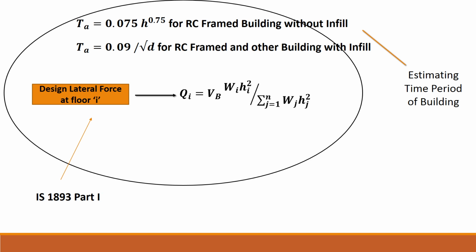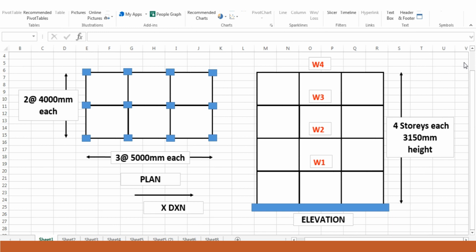Now, this is from IS 1893. Thereby, from this formula, one could determine the lateral forces at any story level or floor level if the base shear is known and if the seismic weights of each of the stories are known. Now, we would be solving a question in order to determine the earthquake forces, or the lateral forces, by the static method of analysis. The first thing that we need to do is to define the question.